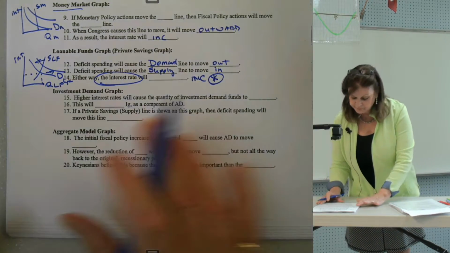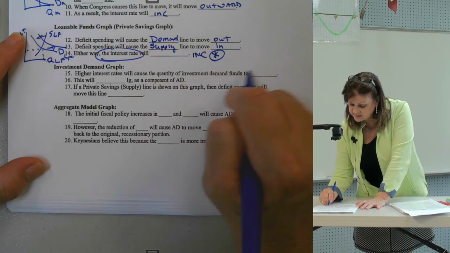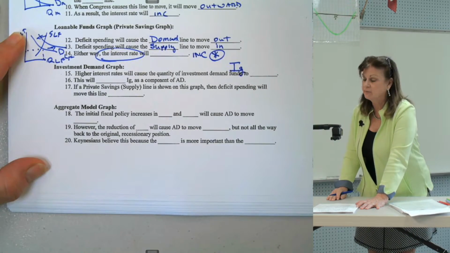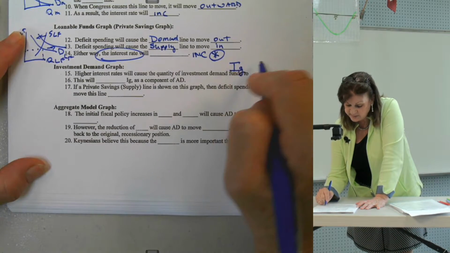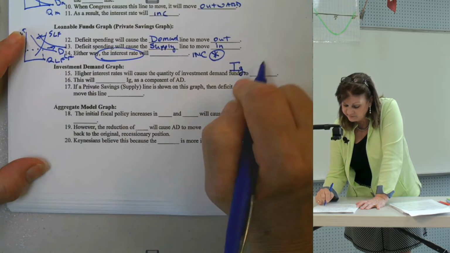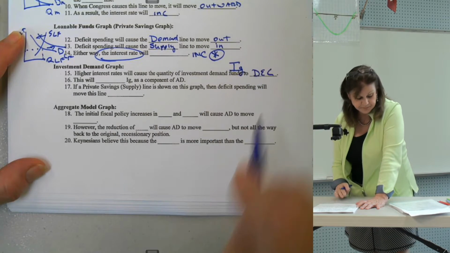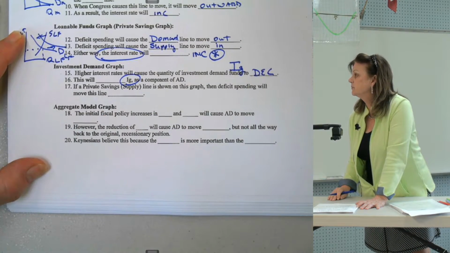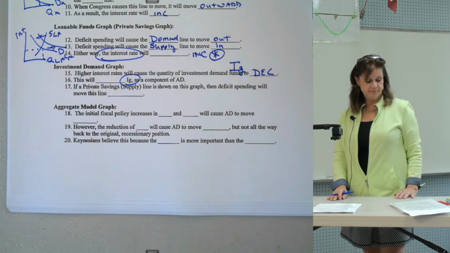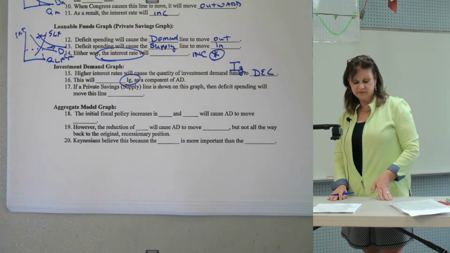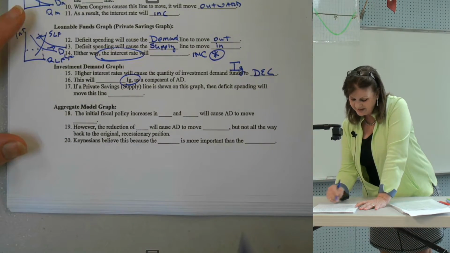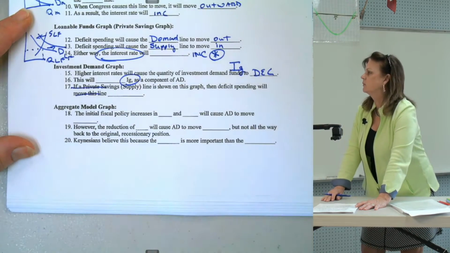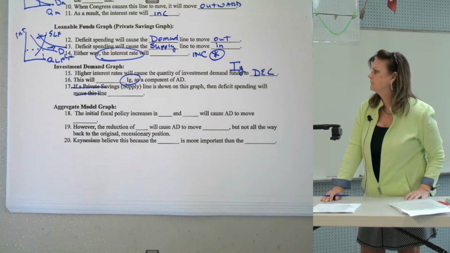So higher interest rates will cause, and it says investment demand, but be aware you're talking about the I G component on the GDP expenditure model. It'll cause the investment demand to decrease. And if the private supply line is shown, I would omit 17. It really isn't going to come up, and it muddies the water a little bit.